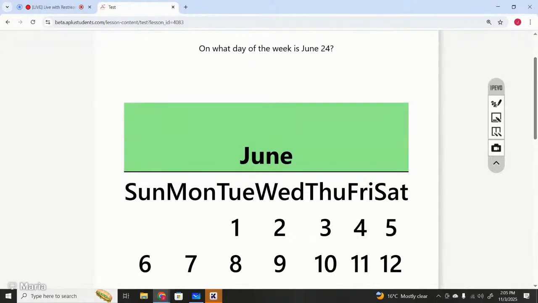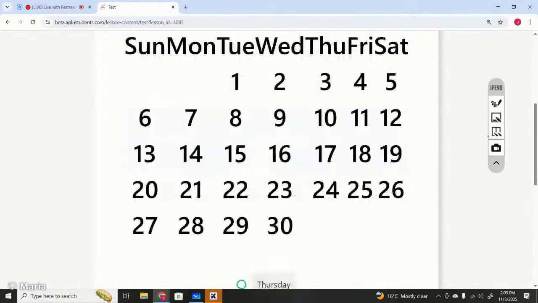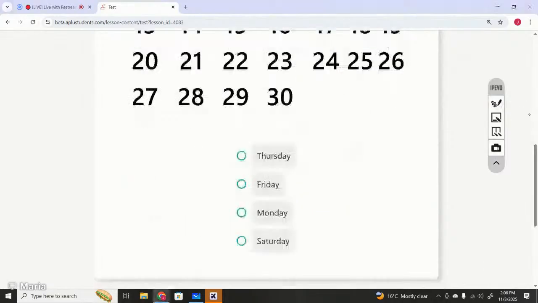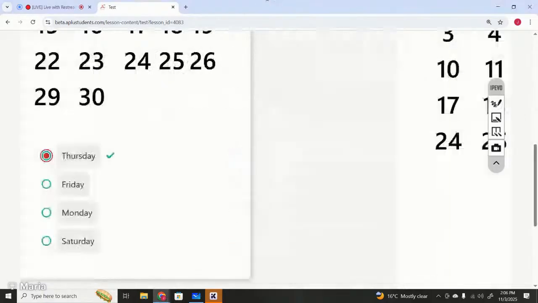June 24. So here is the month of June and find the date 24. Here is 24, right? 24 is on Thursday. The correct option is Thursday. Option number 1 is the correct option.